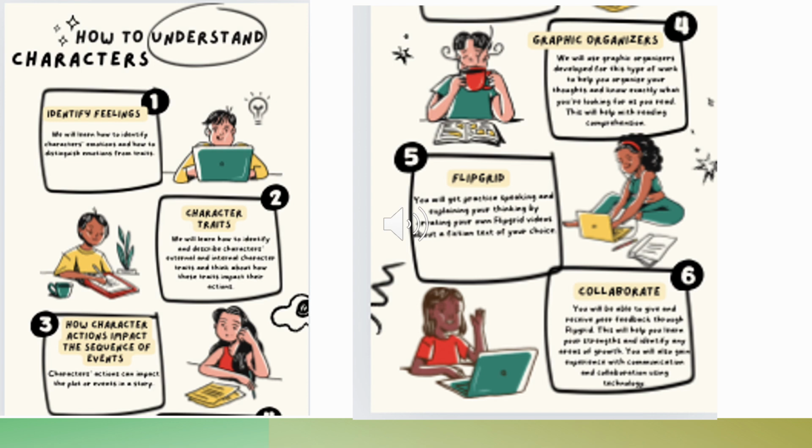And they'll be doing this using graphic organizers designed specifically for this standard to help them organize their thinking. And they'll have that choice to use their own book that they choose, which can increase student engagement. And then this is where the technology component comes in. Students will use Flipgrid to create their own videos where they will explain about their characters in the story and use the academic vocabulary learned from this standard.